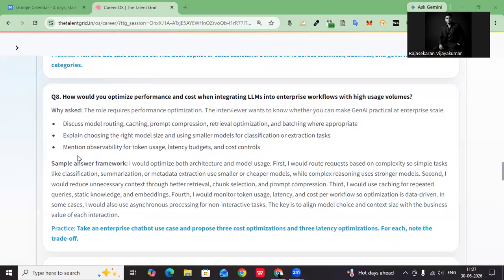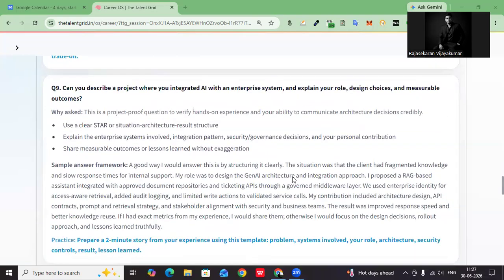Great, great. Okay, let's come to the next question. The next question is, can you describe a project where you integrated AI with an enterprise system, and explain your role, design choices, and measurable outcomes?